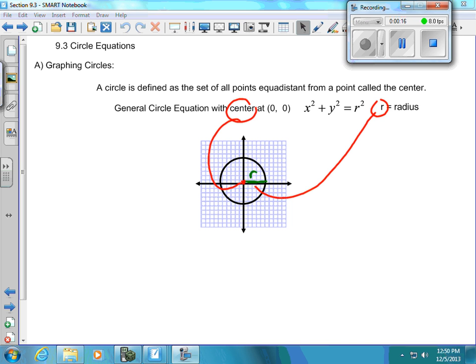Okay, a circle is defined as the set of all points equidistant from a point called the center. The general circle equation with the center at 0, 0 is x squared plus y squared equals r squared. r is the radius of the circle. That should look familiar to you. It's a lot like the Pythagorean theorem, isn't it? a squared plus b squared equals c squared. You might see some similarities with that as you go through the lesson.